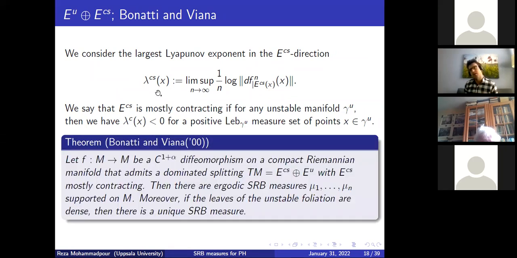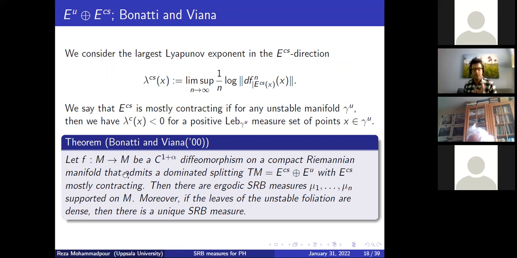Then Bonatti and Viana used the Pesin-Sinai result to show the finiteness and uniqueness of the SRB measure. Again, in these cases, Pesin-Sinai proved the existence of the Gibbs u-state, and this result is about the uniqueness and finiteness of the SRB measure. They used the technique, I mean, the result of Pesin-Sinai.